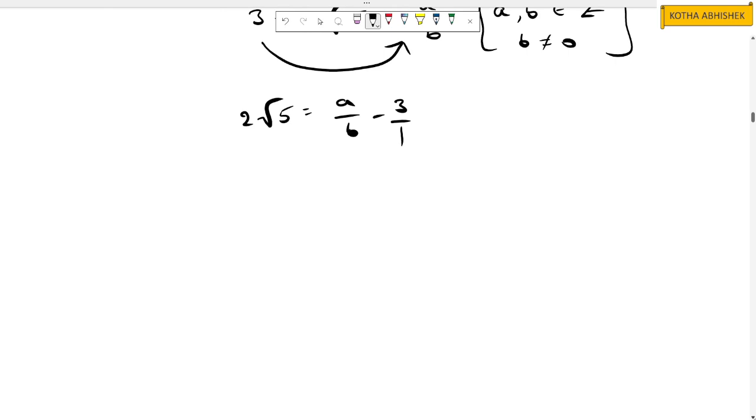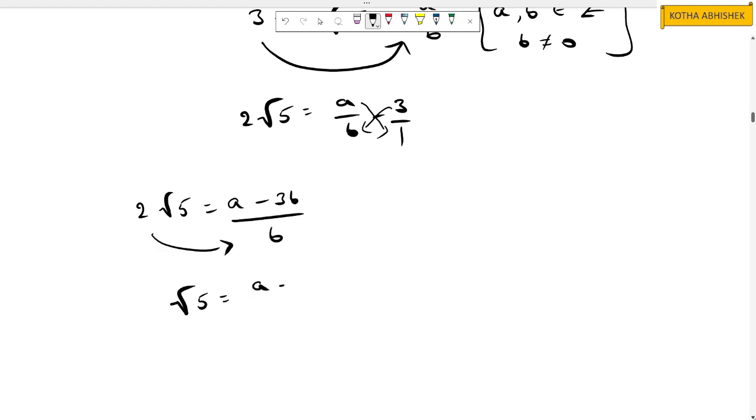Left side part I am writing as it is, that is 2 root 5, which equals cross multiplying a into 1 is a, minus 3 into b is 3b, divided by b into 1 is b. Now taking this 2 to the right side, root 5 equals a minus 3b divided by 2b.